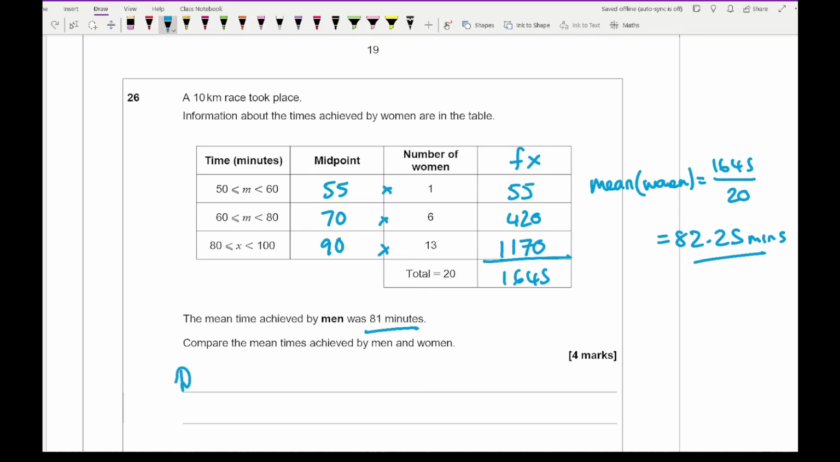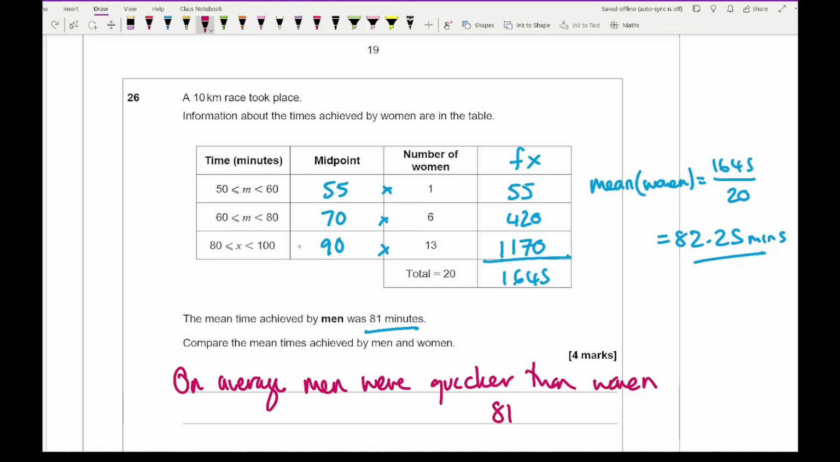So here, on average, I'd write: on average, men were quicker than women. And the reason for that is because 81 is smaller than 82.25. And there we go.